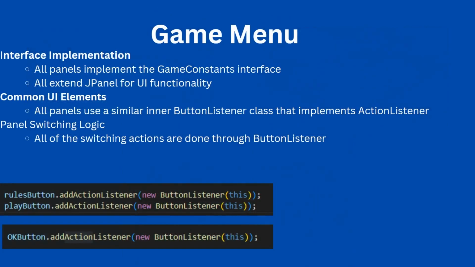Now, when you move to the game panels, basically our panels implement the game constant interface from our core package, and they use the all-familiar panel for the UI design. Our panels use an inner button listener class that implements action listener, and to switch panels we basically call the button listener function.